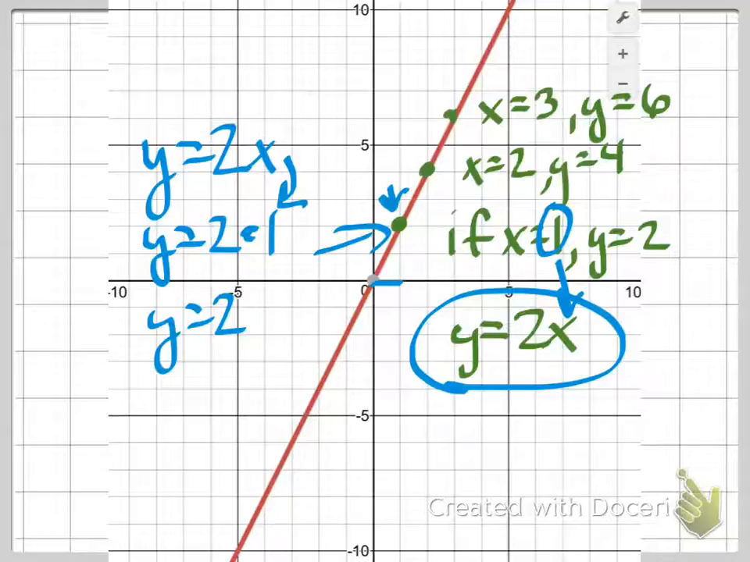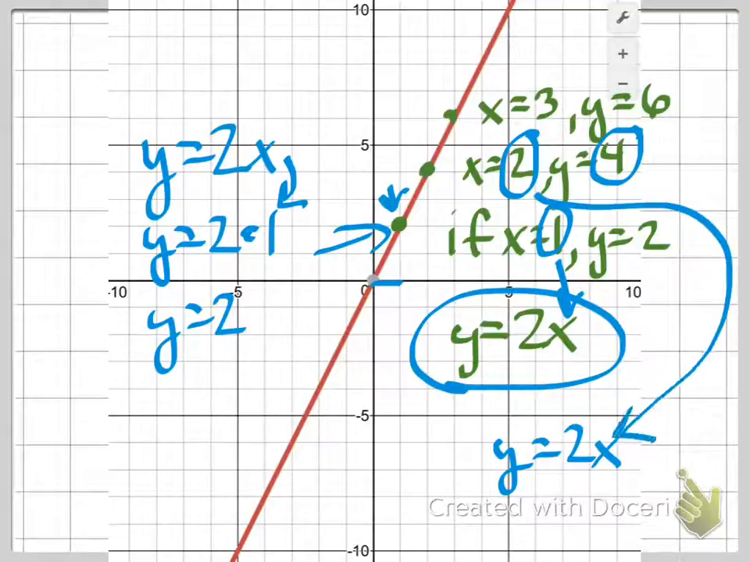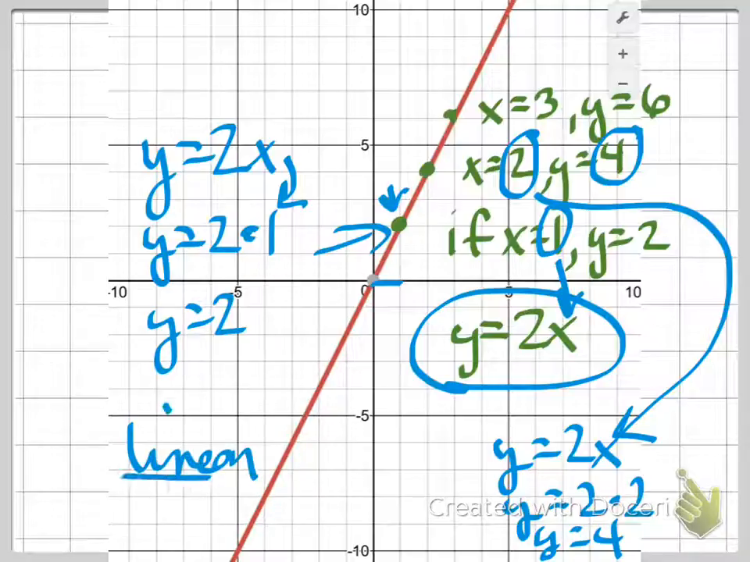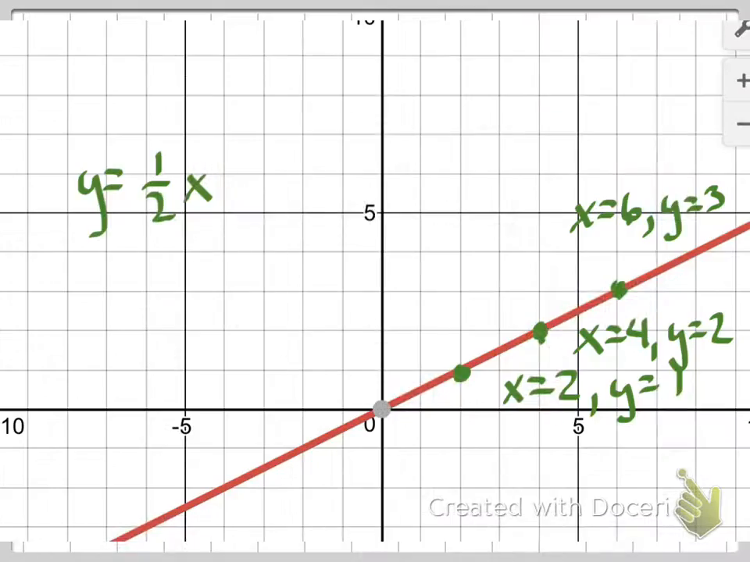Same thing up here. If x equaled 2, then y would equal 4. This is because I'm substituting the value of x for this number up here. So that becomes y equals 2 times 2, y equals 4. And that will become a pattern along that coordinate plane. And then if I connect those dots, then I've made what we call a linear function. The root word in linear function is line. So it's always going to make a line. If it didn't make a line, it wouldn't be a linear function.